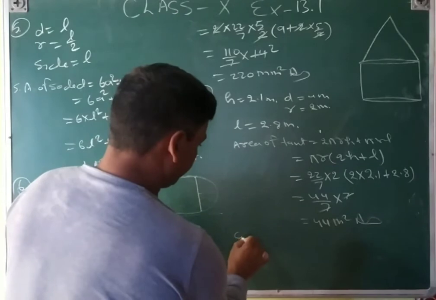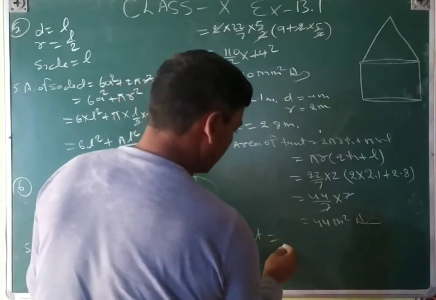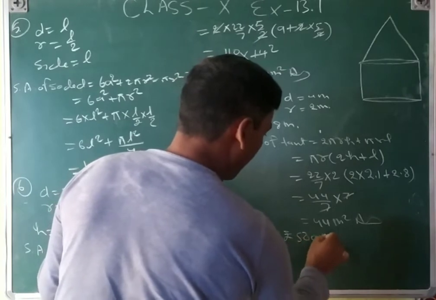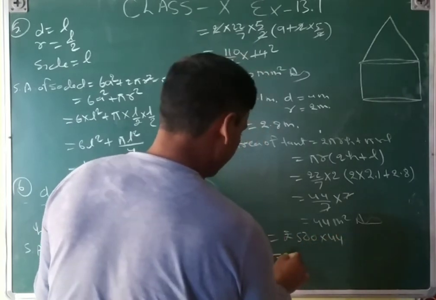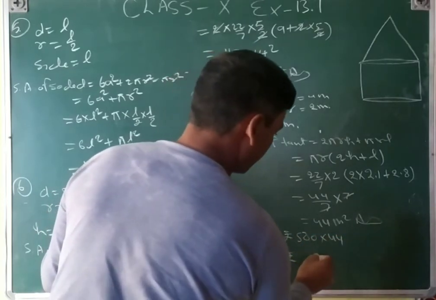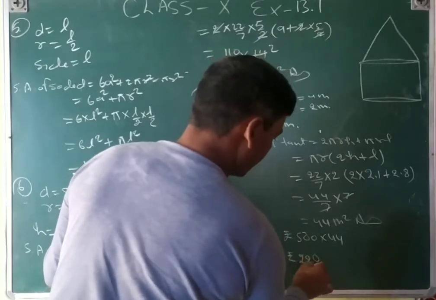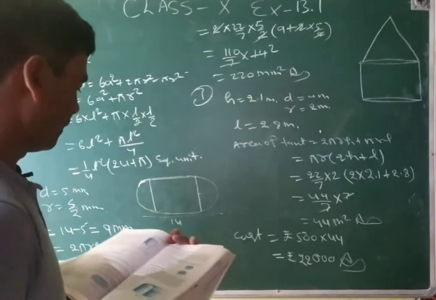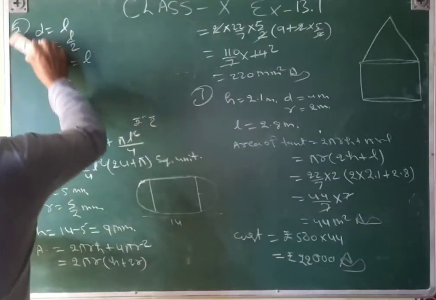And then cost is equal to, rate is 500 into 44. That will be rupees 5 4 ja 20, 5 4 ja 22, then 20 also, 22,000. Next question.